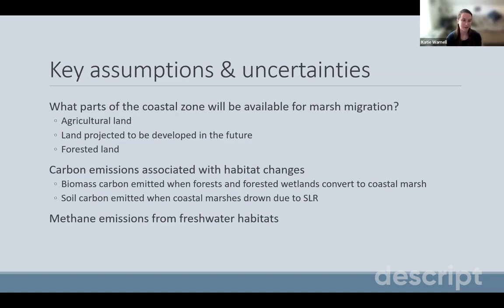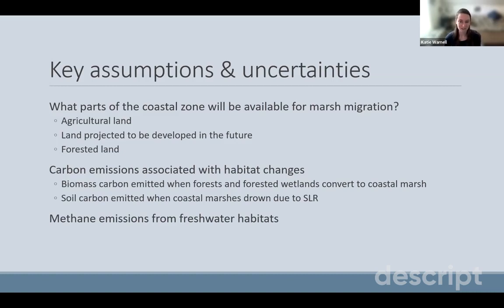And then the other highly uncertain part of this is how much soil carbon is emitted when coastal marshes are lost due to sea level rise. This is a big unknown, I would say, right now. There have been some lab studies that quantify this, but not looking at real conditions, what's actually happening to that sediment in an area of drowned marsh, and then how much of the carbon stored there is actually emitted to the atmosphere.